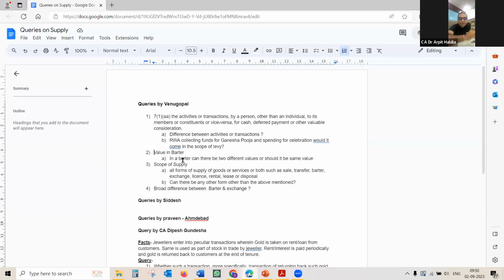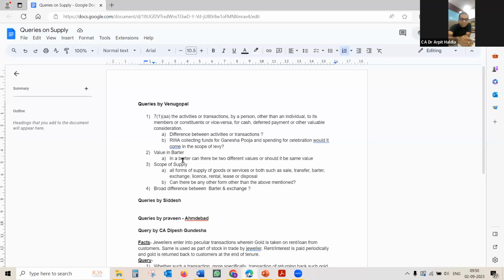If we go through Rule 27, which speaks about value of supply of goods or services where the consideration is not wholly in money, it starts with: where the value of supply of services is for a consideration not wholly in money, the value of supply shall be the open market value of such supply. So what Soumyaji is saying is totally correct.